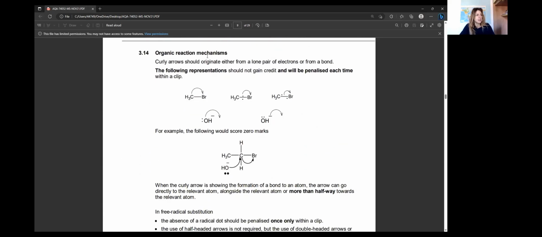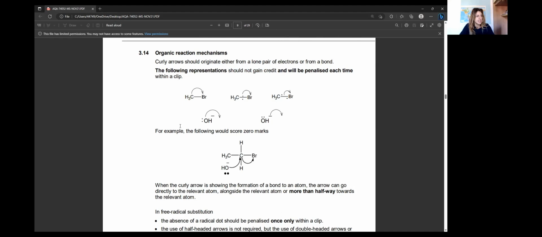The other interesting part is about the mechanisms, because notice how they are very specific with the curly arrows. In fact, it says the curly arrow should originate from a lone pair of electrons or from a bond. So that's very important. This should not gain credit and will be penalized.